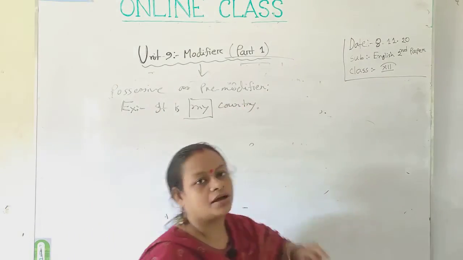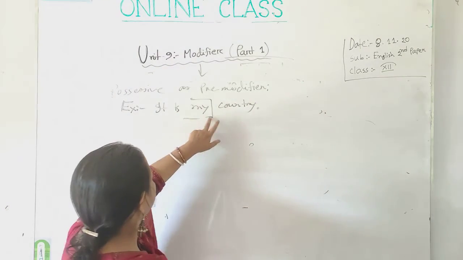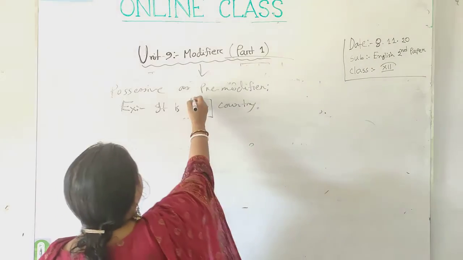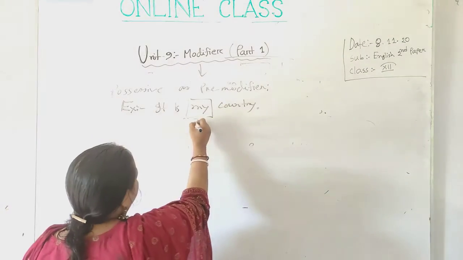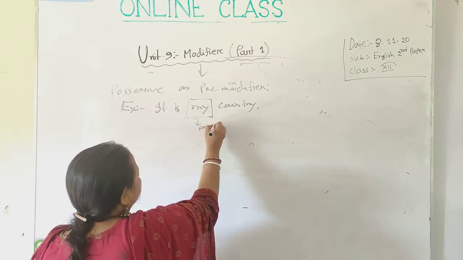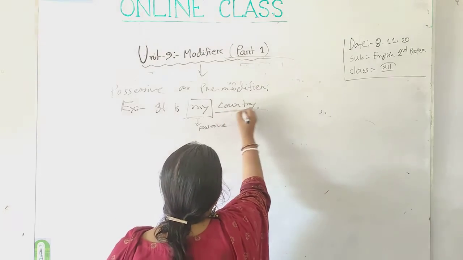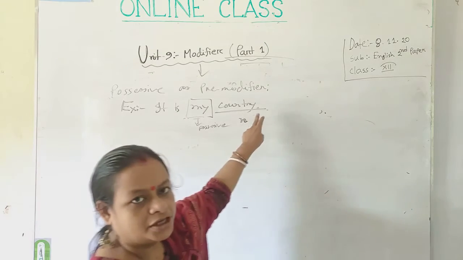Amar desh. Amar, tar, tomar, tader. So these are my, your, his, her, Karim's, Rahim's. These are possessives. So, possessive as pre-modifier. My is a possessive and it sits before the word country. Country is a noun. So, my is a pre-modifier.